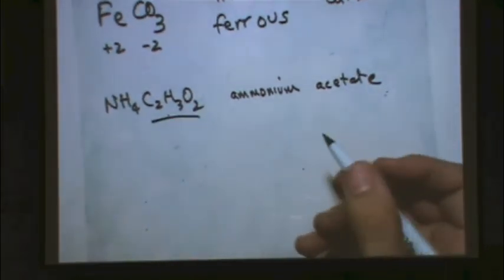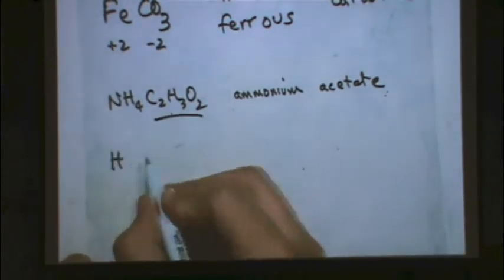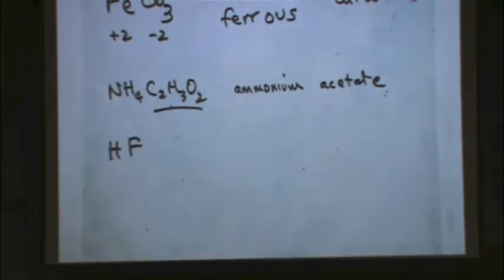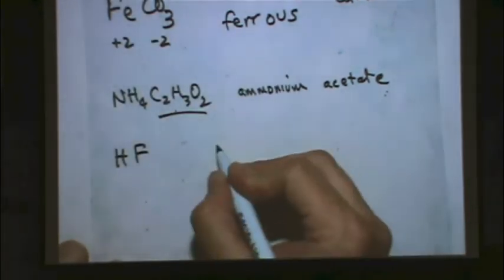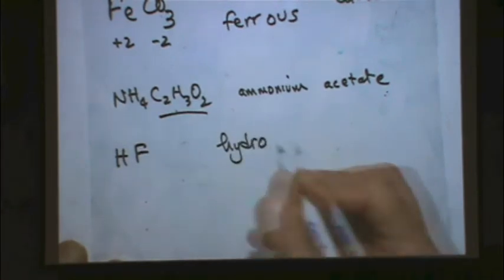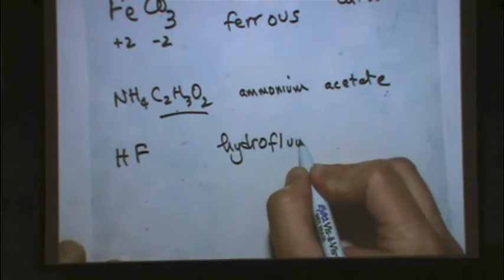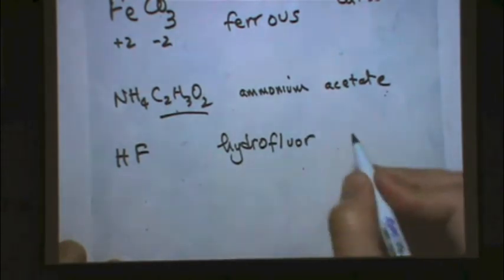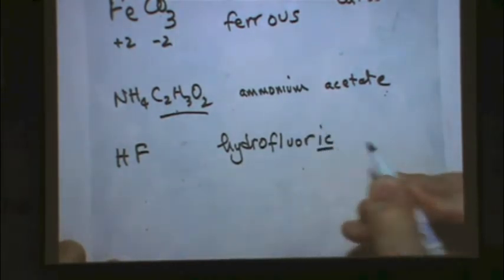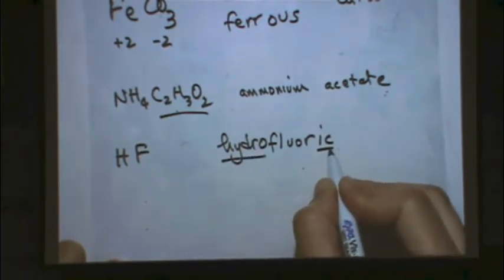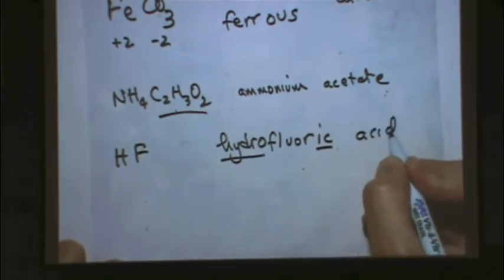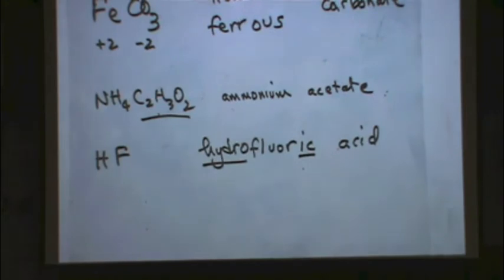Okay, ammonium acetate. Now you see hydrogen in front, that's an acid. There's only two types of atoms, the hydrogen and fluorine. So you need a hydro in front. You need the stem of the anion, fluor. Careful, not flower, don't put that. And then you need the ic ending. So hydro prefix, ic ending, and then just write acid and get half credit.